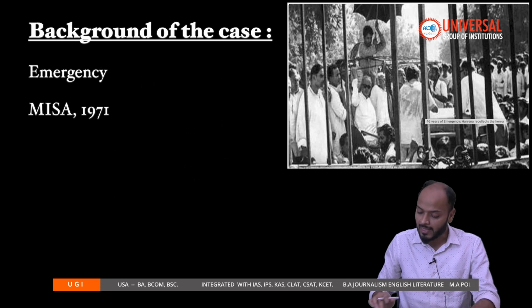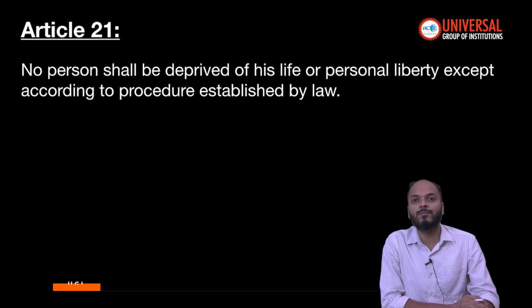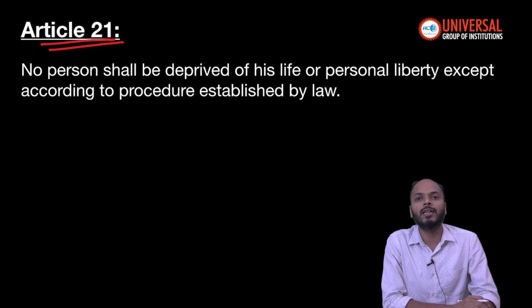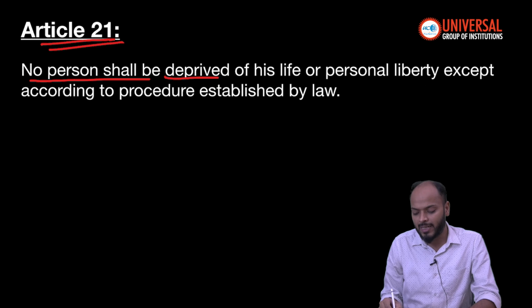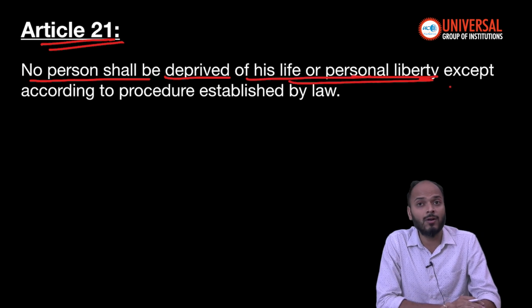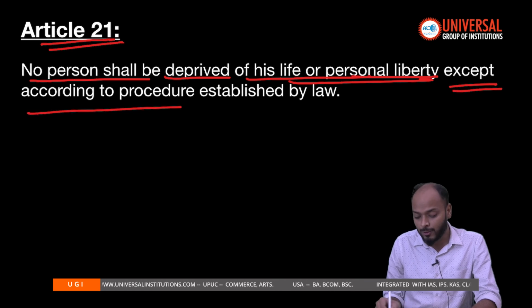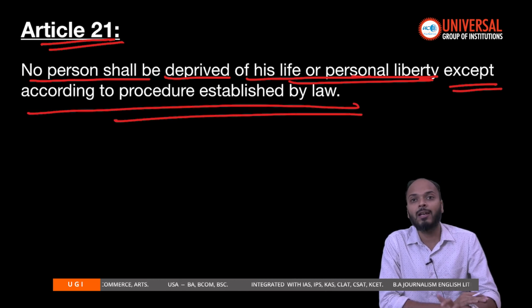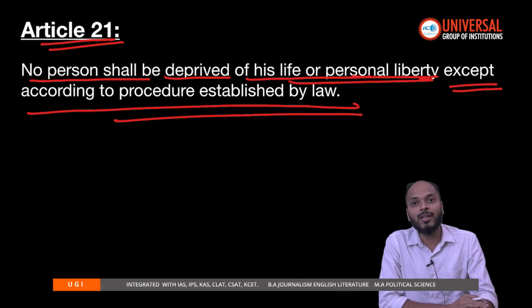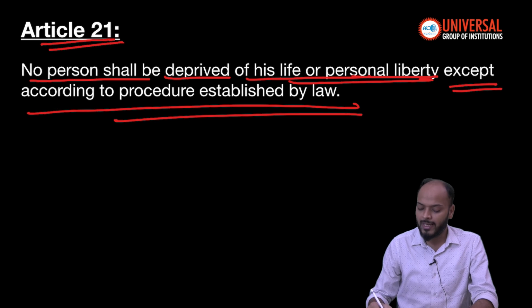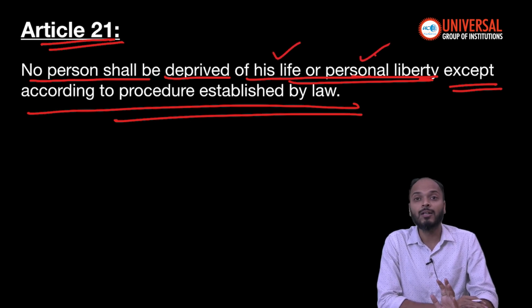In such a case, a case reached the Supreme Court saying that this misuse of the MISA Act violates the fundamental rights of Indian citizens, especially Article 21, right to life and personal liberty. I'll read out Article 21 for you. It says, no person shall be deprived of his life or personal liberty except according to procedure established by law. So the state cannot take the life of any person or personal liberty, meaning the state cannot arrest anybody except according to the procedure established by law. If Parliament has given a procedure by which only a person can be either arrested or his or her life can be taken. Otherwise, the state has no power to take away a person's life or personal liberty. That's what Article 21 says.